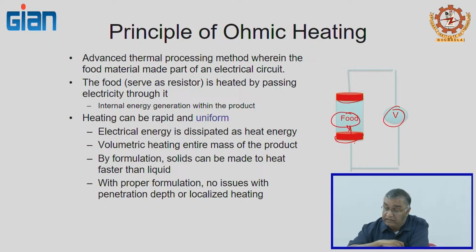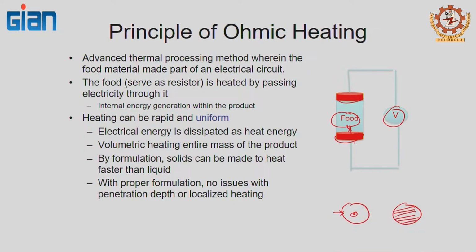Here the electrical energy applied is converted into heat energy, and it heats the mass of the product volumetrically. If you remember, we talked about conduction heat transfer, where heat transfers from the outside and the center heats later. Whereas in the case of ohmic heating, the entire mass is heated when you pass the electricity. That's called volumetric heating. Microwave also has a similar volumetric heating.